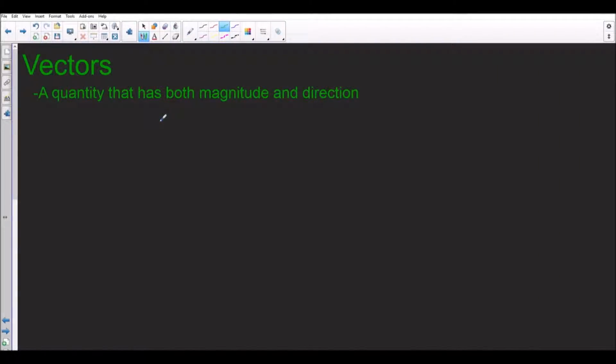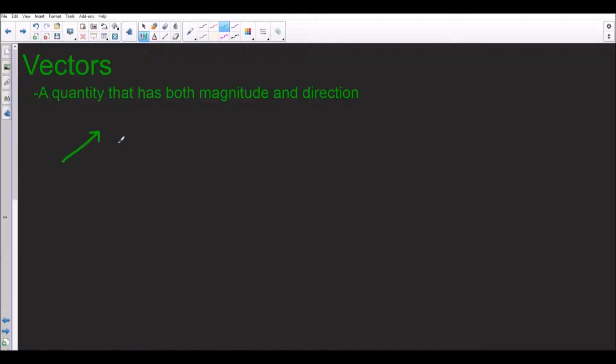So in this video we're going to talk about vectors. A vector is a quantity that has both magnitude and direction. A lot of the time you'll see them drawn as an arrow. The length of the arrow is the magnitude, right? The direction is just the direction that the arrow is pointing. And this makes it actually pretty easy to deal with vectors.